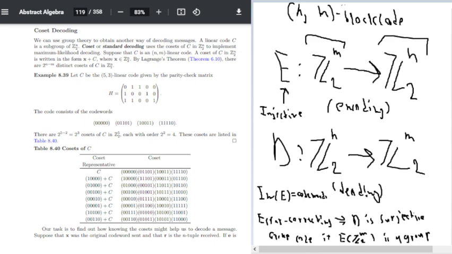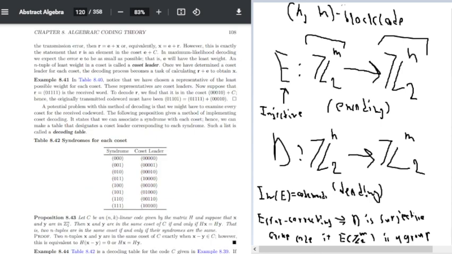As we can see above, I'm not going to belabor the exact cosets and their computation here. Our task is to find out how knowing the cosets might help us decode a message. Suppose that X was the original code word sent and that R is the n-tuple received. If E is the transmission error, then R equals E plus X, or equivalently, X equals E plus R, because subtracting X or R is equivalent to adding X or R when we're working in mod 2 tuples. However, this is exactly the statement that R is an element of the coset E plus C.